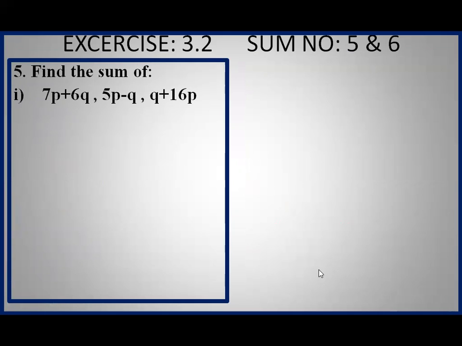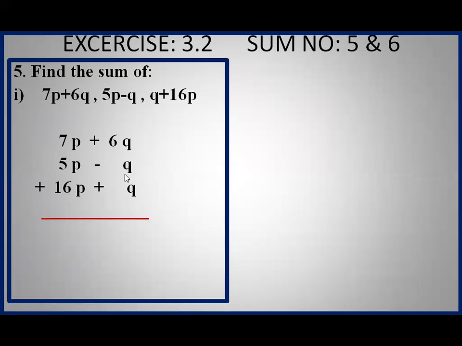Find the sum of 7p plus 6q, 5p minus q, q plus 16p. So arrange all the like terms together. I'm going to arrange them the way we have already learned to do addition, as ones and tens place. So all the p terms are arranged together and all the q terms are arranged together.